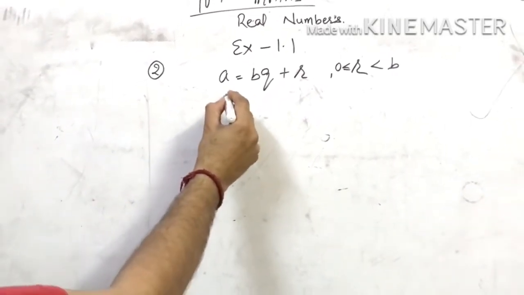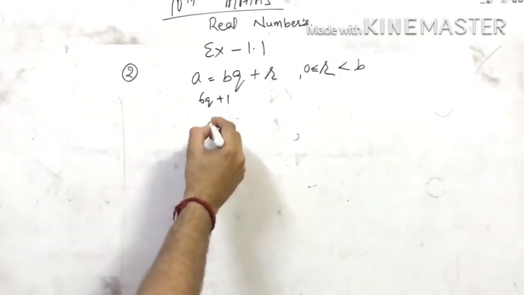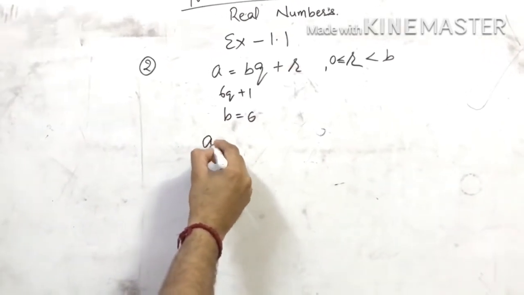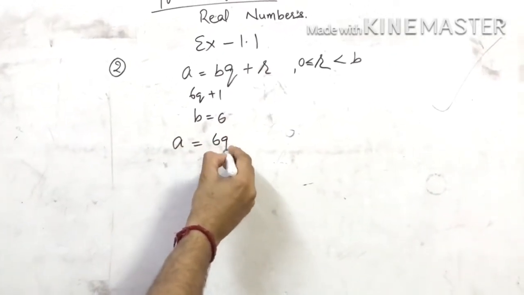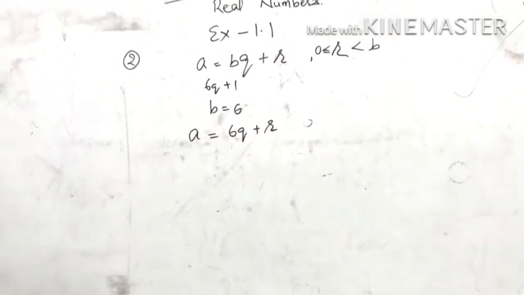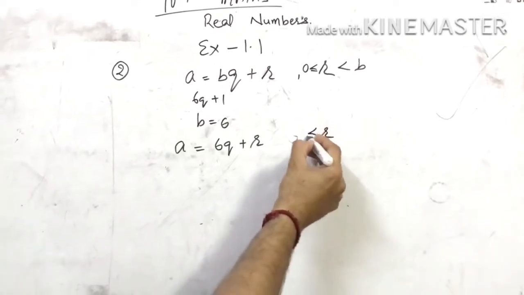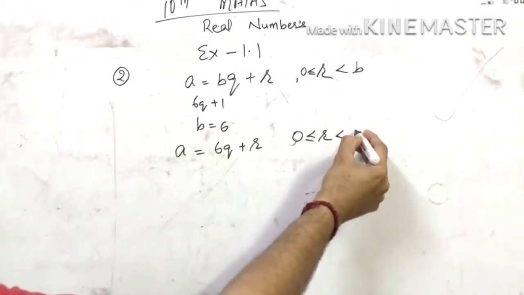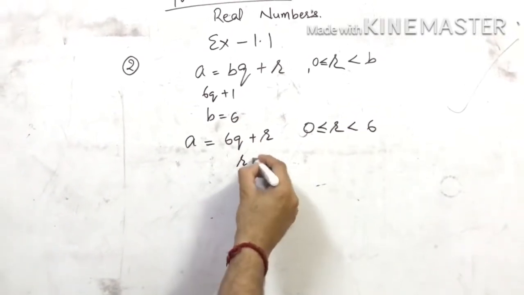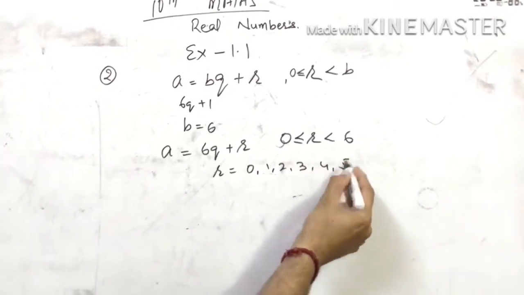So as you are given 6q plus 1, take b is equal to 6, so your number will be a is equal to 6q plus r, where r will be less than b, that is 6. So the value of r will be 0, 1, 2, 3, 4 and 5.